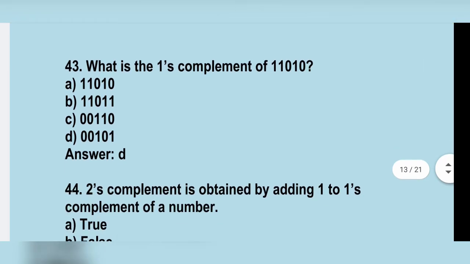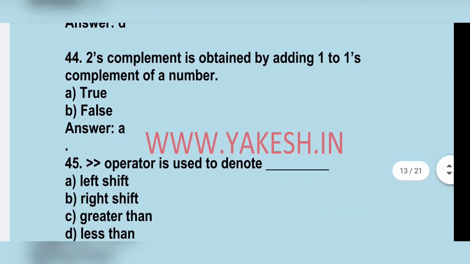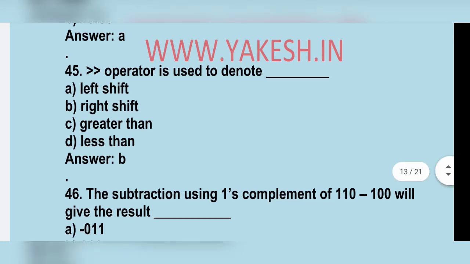What is the one's complement of 11010? Option D is the correct answer. 2's complement is obtained by adding 1 to the 1's complement of the number. Option A, true. The operator is used to denote... Option B, right shift.